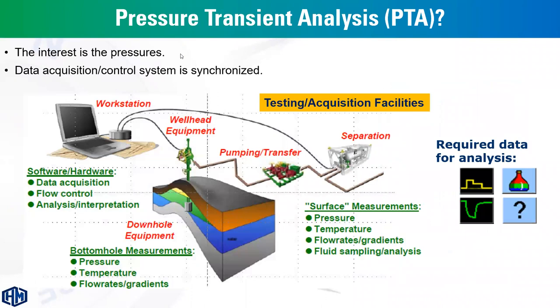So for pressure transient analysis, we have to have such downhole equipment to measure bottom hole pressure and temperature with time. And also on surface, we have to have wellhead equipment to control the well during the test, and piping and transfer system and separation system, corresponding surface measurements of pressure and temperature, and also fluids. And we may collect some fluid samples for analysis. All of these data will be required. At the same time, we have to have such data acquisition system like real-time or downhole memory gauge, and the software or hardware system for test integration and test data interpretation.